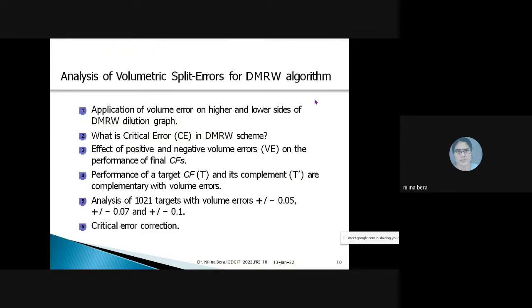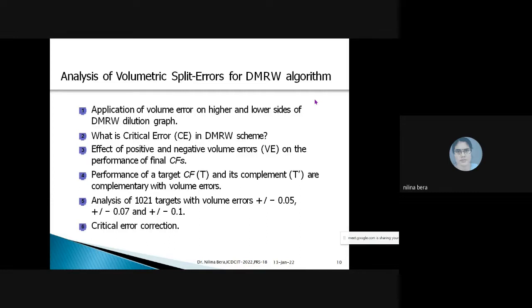Now, this is basically the analysis of volumetric split error for the DMRW algorithm. After CMOP, we are getting the same thing. We are trying to find out the performance of error in achieving a target concentration factor in the existing market-leading algorithm, DMRW, dilution and mixing with reduced wastage.